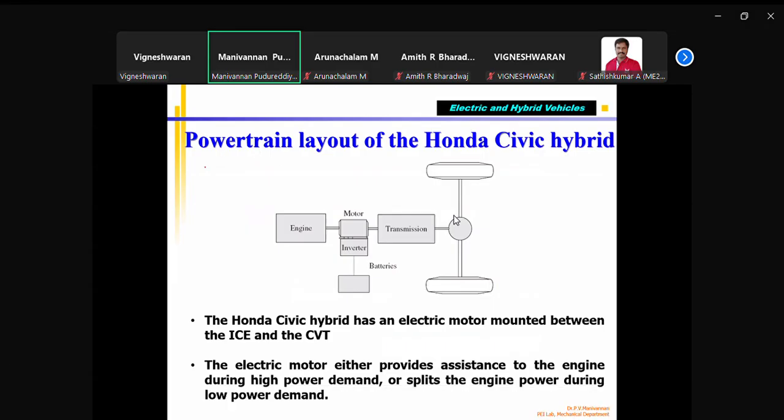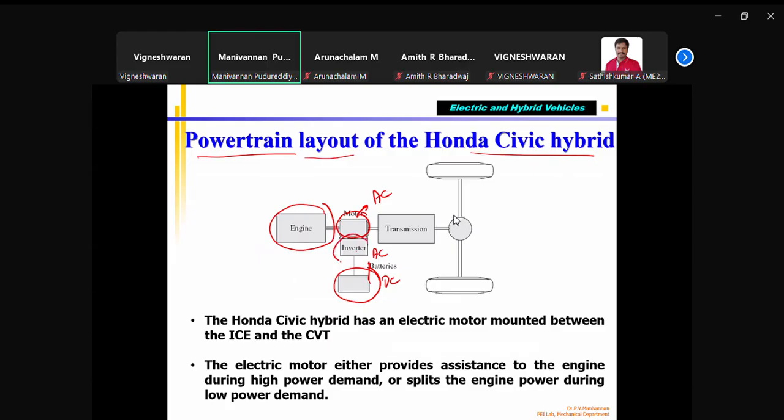I took a few. The power train layout of the Honda Civic. Correct. You can see that you have an engine, then you have an electric motor. The electric motor is driven by this battery, and there's an inverter from the battery. This is DC voltage. The inverter makes it an AC voltage. Automatically, this motor has to be an AC motor. Correct. That means the Honda Civic has an AC motor, not a DC motor.